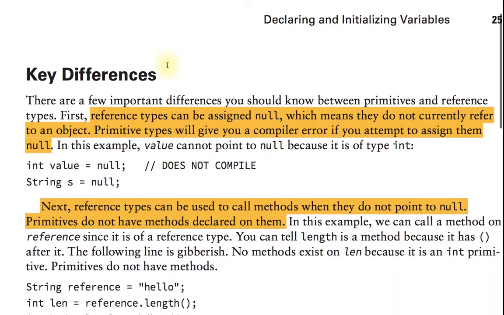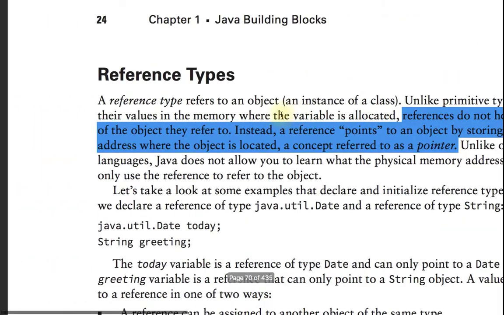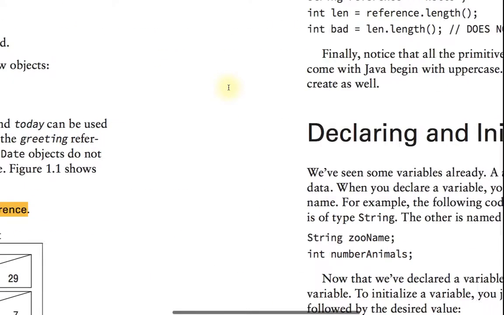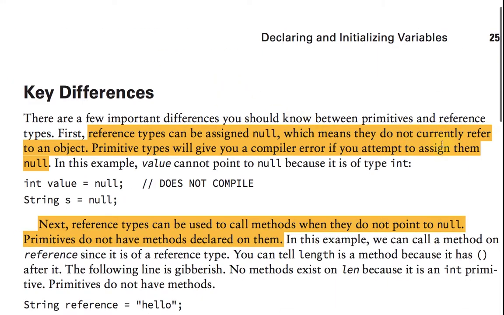Key differences. What is the difference between a reference type and a primitive type? A reference type can be assigned null. So here, today equal to null and greeting equal to null can be done, which means they do not currently refer to an object, right? If they are assigned null, what do they refer to? Nothing. Primitive types will give you a compile error if you attempt to assign them null. int s equal to null does not compile because int is a primitive type, and String s equal to null compiles fine because it's a reference type, right?